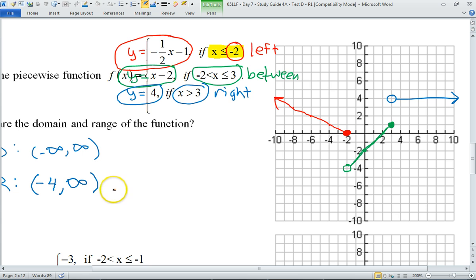Why round on this one? Not included. Empty. See, it's an open circle. Open circle means it's not included, so I must leave it round. If it were a filled in circle, I would have made it square. So please make sure your range features a rounded parentheses because it's an open circle not included. Okay.